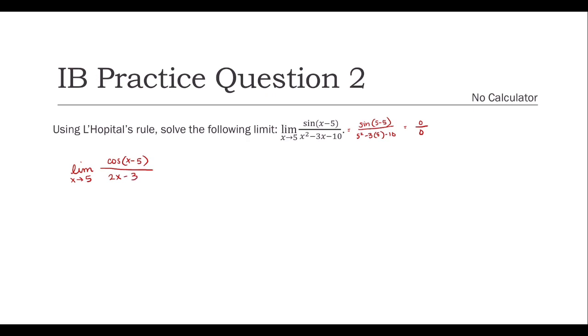So now we'll do our limit for that, which will equal the cosine of 5 minus 5 over 2 times 5 minus 3, which equals the cosine of 0 over 10 minus 3. The cosine of 0 is 1, and 10 minus 3 is 7. So our answer would be 1 over 7.